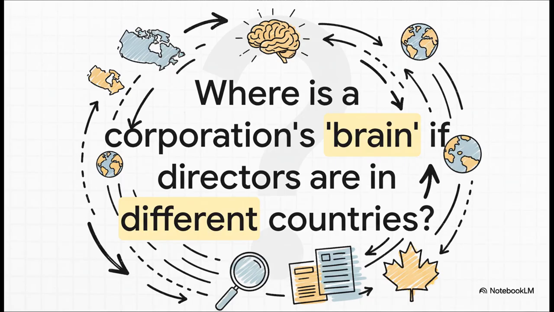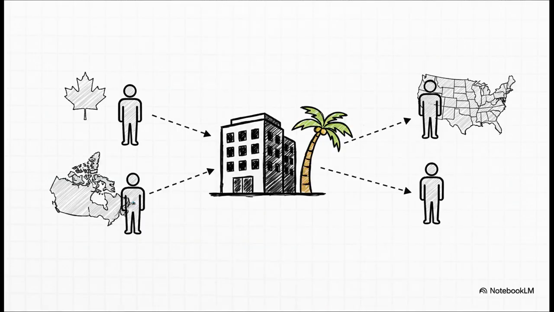But this leads to a very practical question, especially today, right? In our globalized world, if the directors, the brain, are scattered all over the planet, how on earth do you pinpoint its location? Let's use a classic example to really make this clear. Imagine a company that's incorporated in the Bahamas. Pretty common. It has a small board of directors, just 3 people. 2 of them live in Canada, and the third lives in the United States.